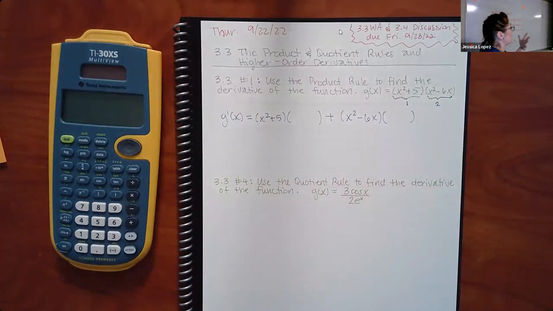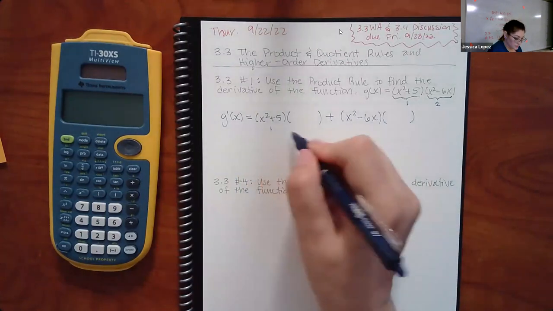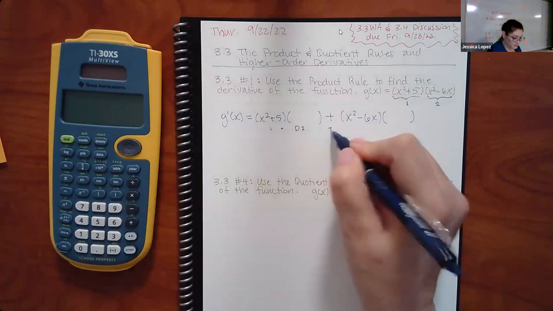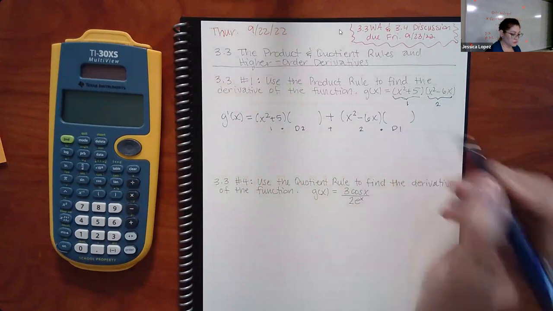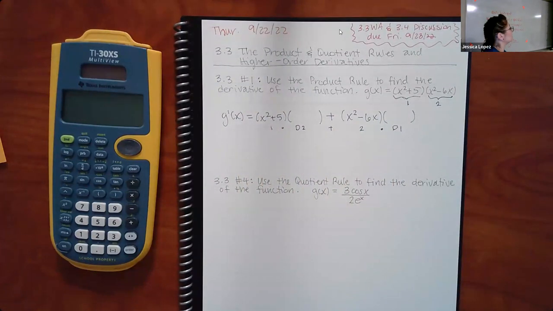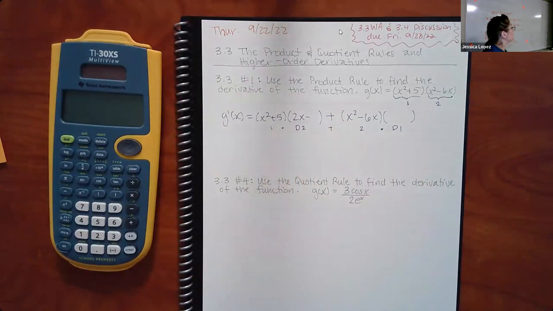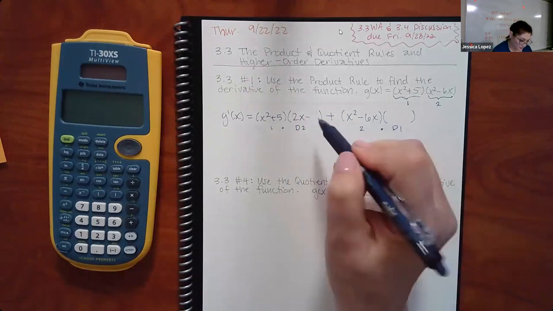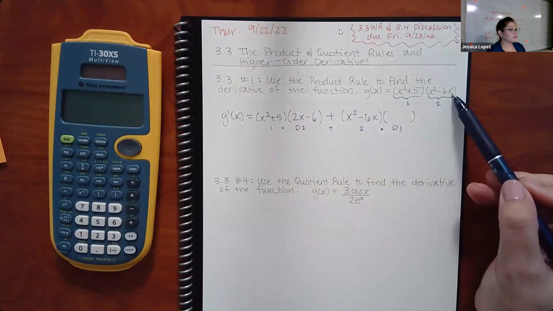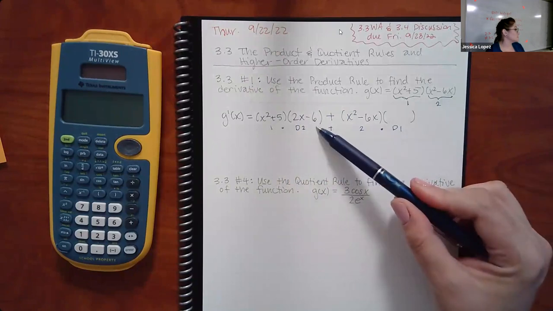I left it empty because I haven't done it yet, right? So what is the derivative? This is the first times the derivative of the second plus the second times the derivative of the first. What is the derivative of the second factor? Two x is correct. Negative 6, there you go. Because the derivative of x is what? 1, and 6 times that 1 just leaves 6. Good.